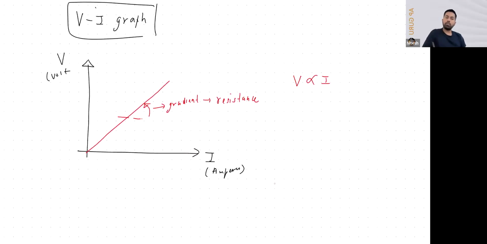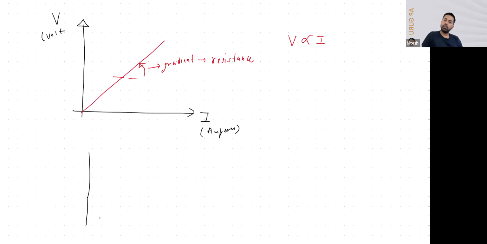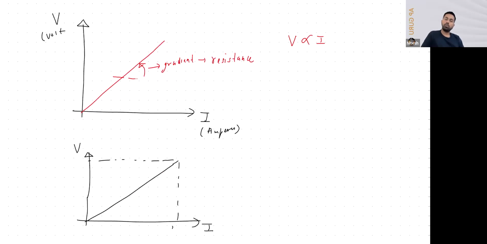Let's take an example for this. I'm given a graph with V on one side and I on the other side. The graph comes out like this, and the values are given over here. This is 4 amperes and this is 20 volts. If you want to find the gradient of this graph, that will give you the resistance. How much is the gradient of the given graph?